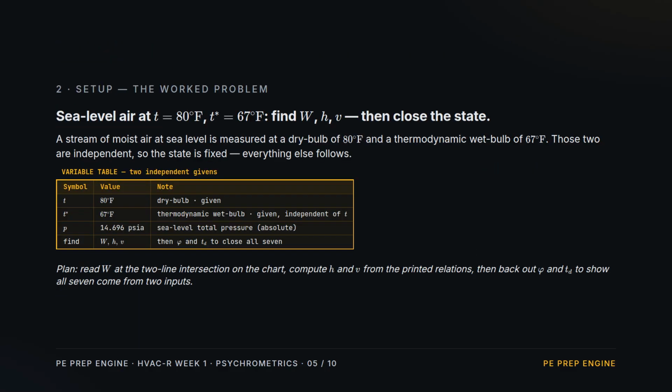Setup. Sea level air at 80 degrees dry bulb and 67 degrees wet bulb. Those 2 are independent, so the state is fixed. The plan: read the humidity ratio, compute enthalpy and specific volume from the printed relations, then close out relative humidity and dew point to show all 7 come from just 2 inputs.